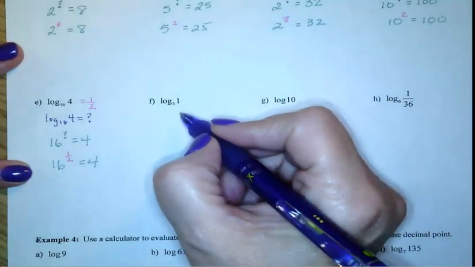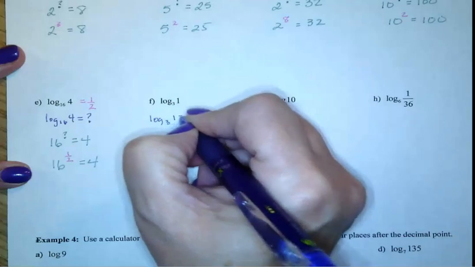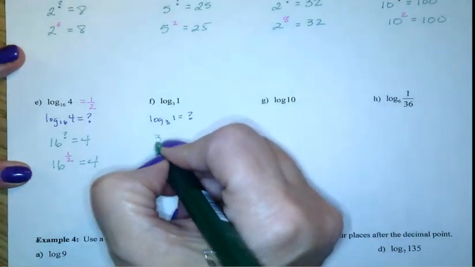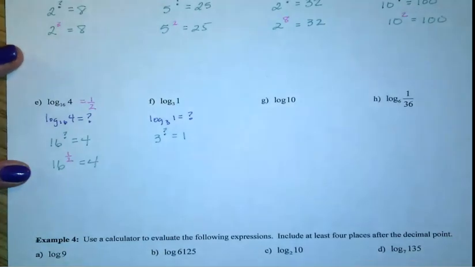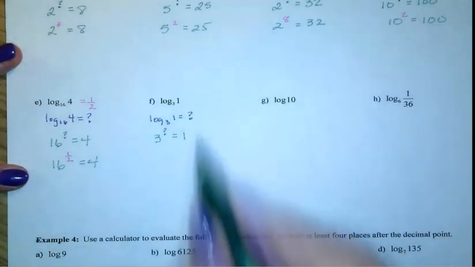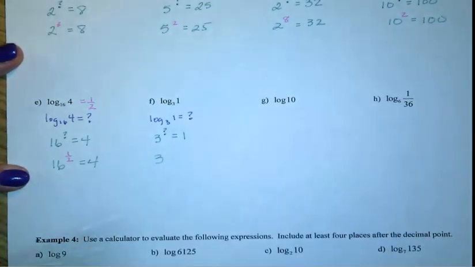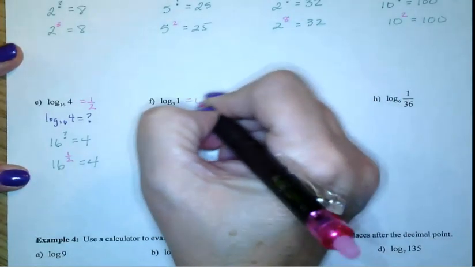So log base 3 of 1. So log base 3 of 1 equals something. And so that means I need to know 3 to the something equals 1. Well, hopefully you recognize that that's one of our exponent rules, right? Because anything to what power is 1? So that has to be 3 to the 0 power equals 1. Which means log base 3 of 1 is equal to 0.